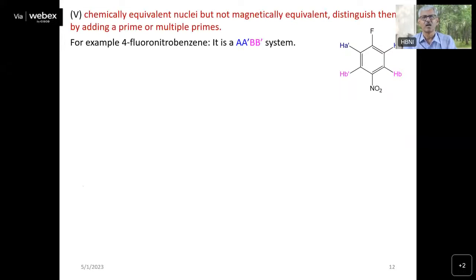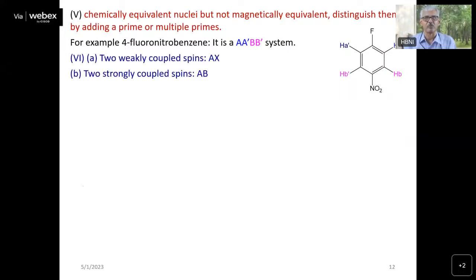So now, as I was telling in this example, we call this system A prime, B prime, when the protons are chemically equivalent but not magnetically equivalent. Okay, so 2 weakly coupled spin systems we call AX, 2 strongly coupled spin systems we call AB. AB means if the chemical shift is very close, we call them strongly coupled spins. If the chemical shift is widely different, it is weakly coupled. So the coupling constant value does not tell whether it is strongly coupled or weakly coupled. It is the chemical shift difference between the spin systems that decides whether they are called strongly coupled or weakly coupled.